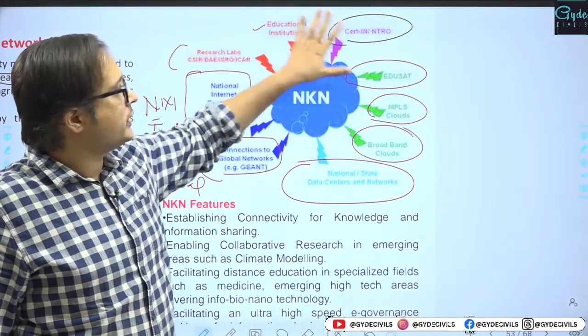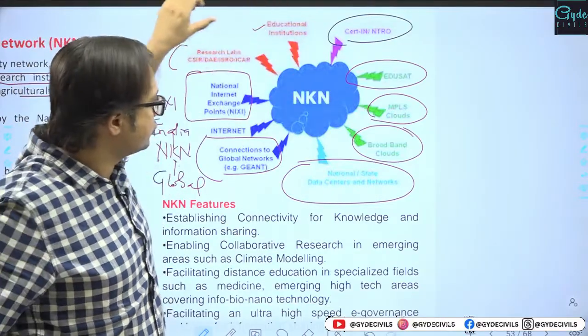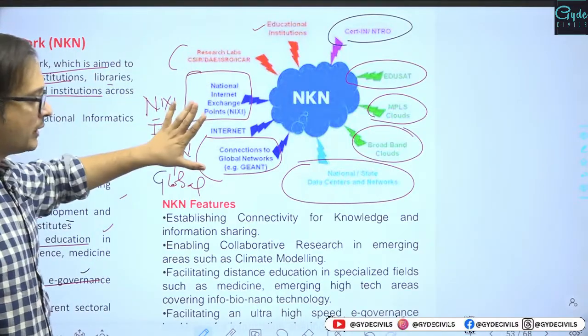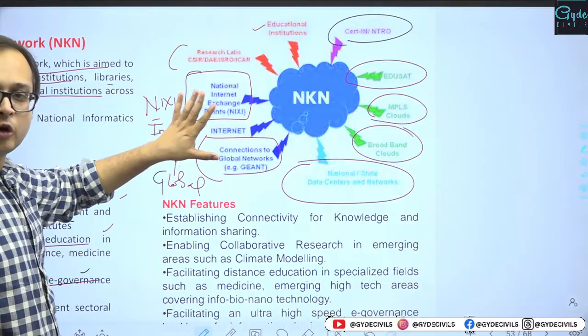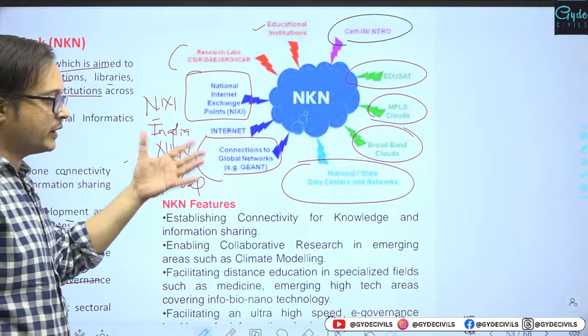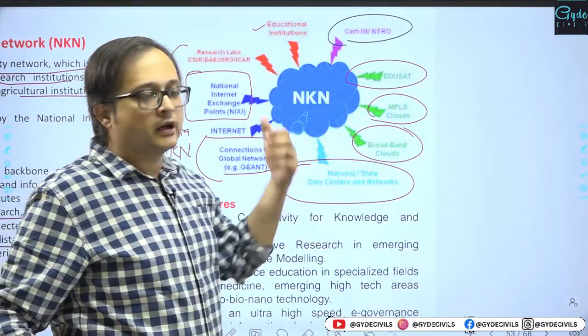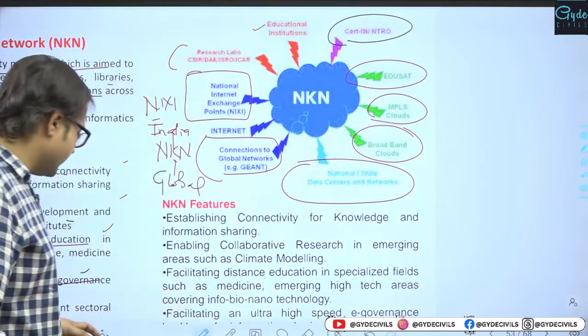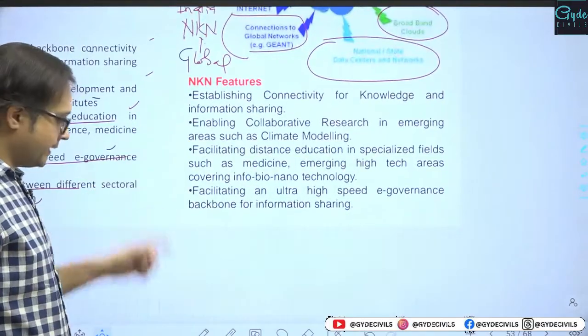So security, connection of educational institutes, research labs, the internet exchange points, global internet giants or the global research collaborations, data centers, cloud-based connectivity, etc. are some of the important key features which are being provided by NKN. We can look at them.